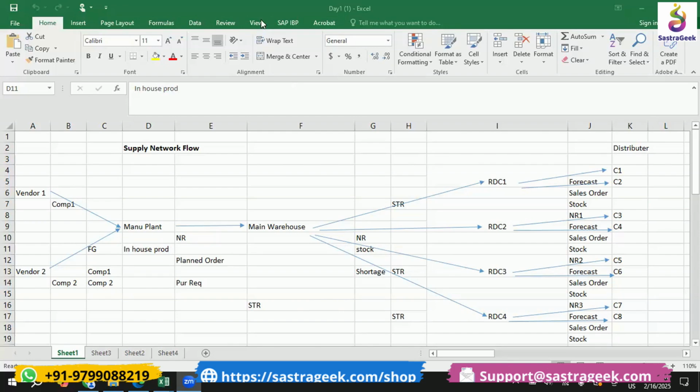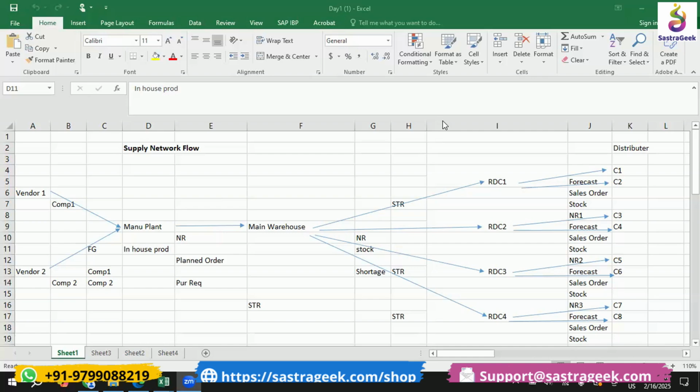I'll take a pause and see if there is any question. Sorry, can you just spell out STR? What is STR here? Stock transfer, yes. I'll come back to that point. We did not discuss this topic yet. Right now we have a picture of the high-level supply chain network. I see a good number of participants joined today. Not sure at what time they joined, but they can go through the recordings to catch up.